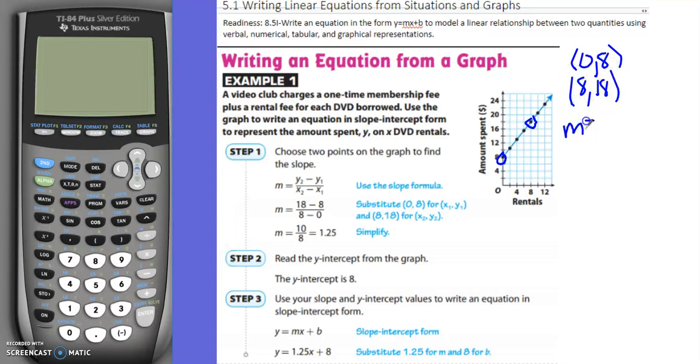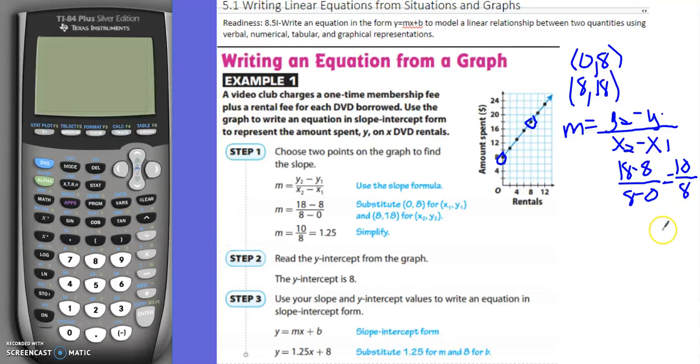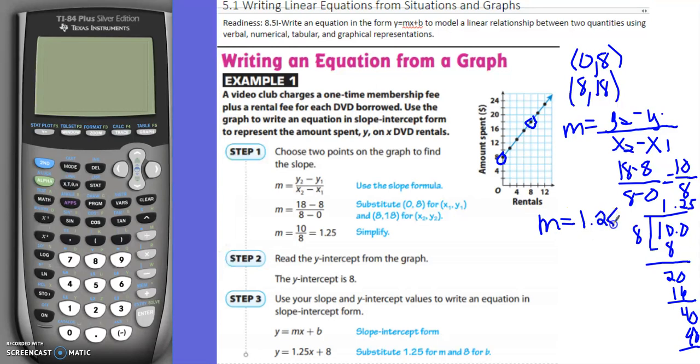Remember to find slope, we can say y2 minus y1 over x2 minus x1. So 18 minus 8, 8 minus 0. 18 minus 8 is 10. 8 minus 0 is 8. We can simplify this. It goes in there 1 time, 2 times, and 5 times. So my m is 1.25, and I intersect the y-axis at 8.